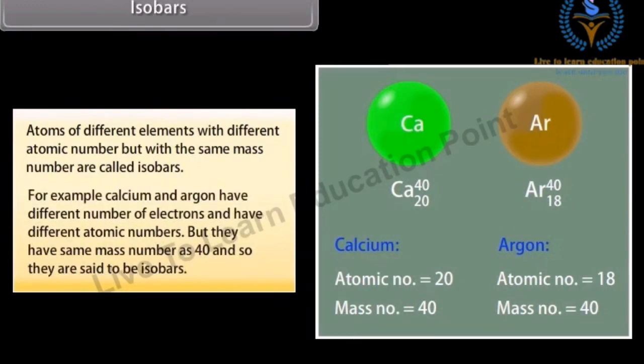Isobars. Atoms of different elements with different atomic number but with the same mass number are called isobars. For example, calcium and argon have different number of electrons and have different atomic numbers. But they have same mass number as 40, and so they are said to be isobars.